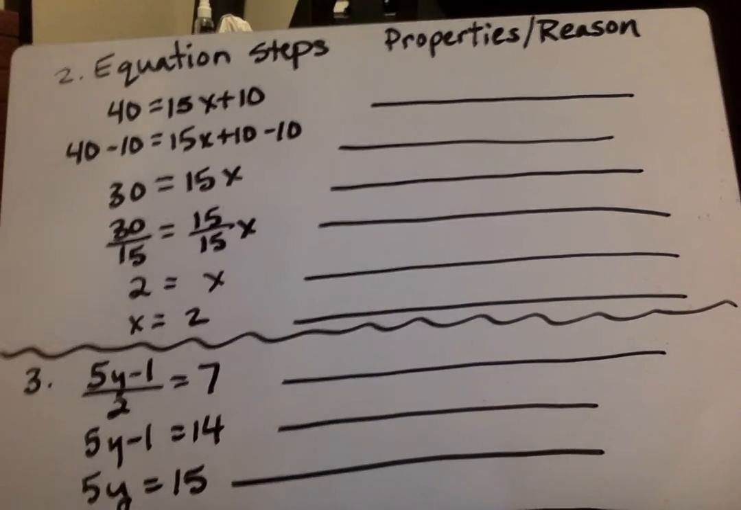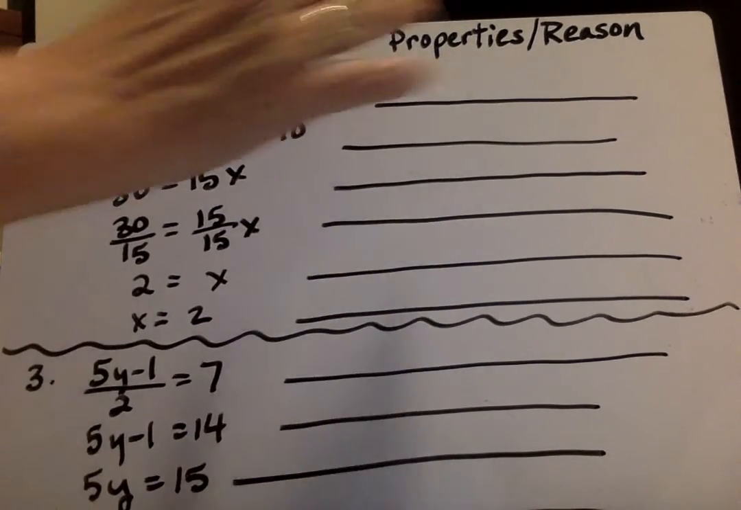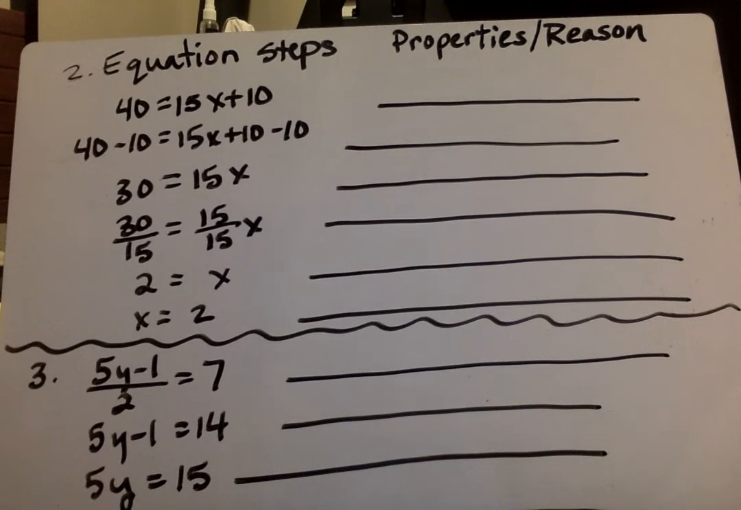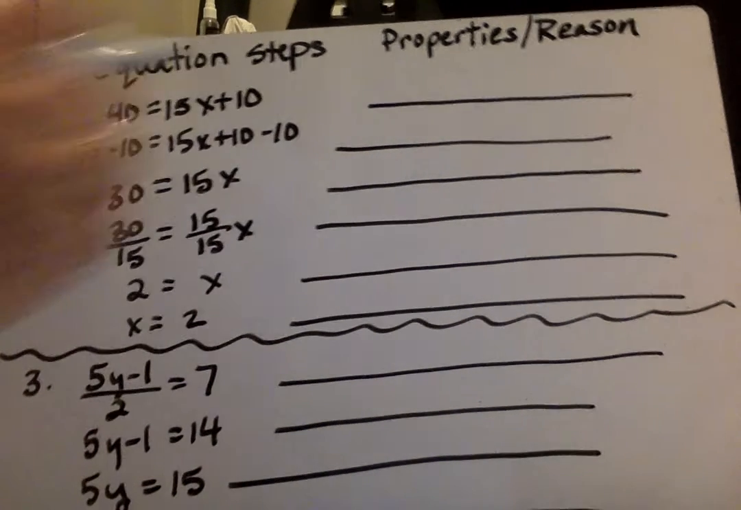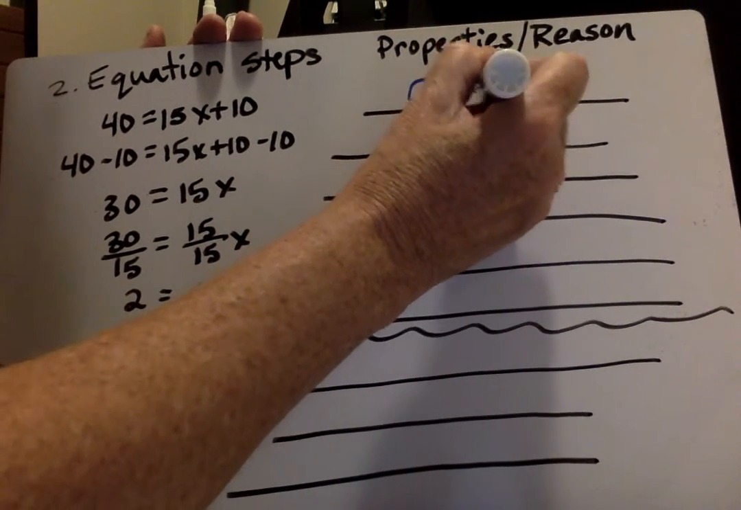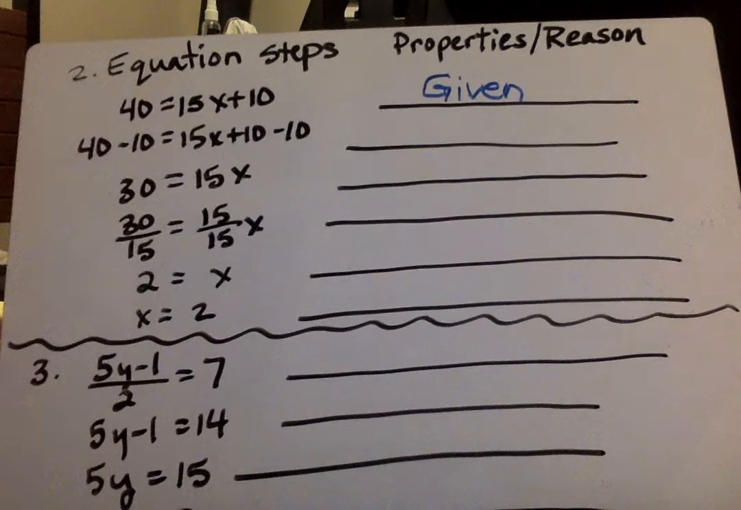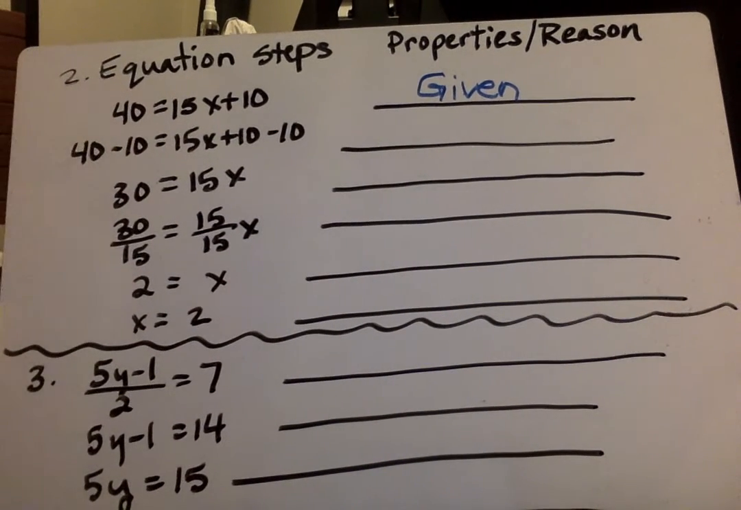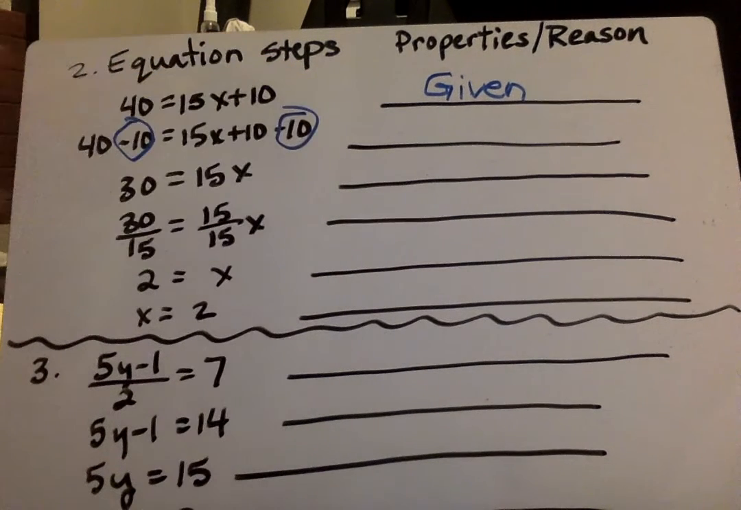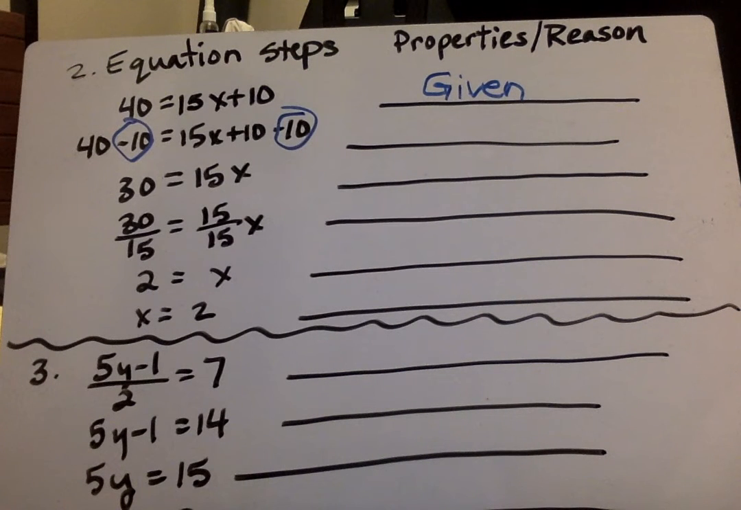Okay, we're going on to number 2. Remember, now, what's the first thing we write on all of these? Repeat after me. All equations for the reason start with given. What does it start with? I can't hear you. Given. Everybody write in given there. Okay. Next, we say, what happened from here to here? Well, we have a minus 10 and a minus 10. So what's that going to be? Subtraction property of equality.